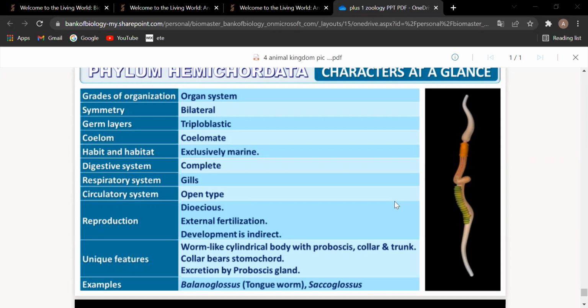All of you okay with this? Any doubts, any confusion, any points which you have not followed for hemichordates? All of you?